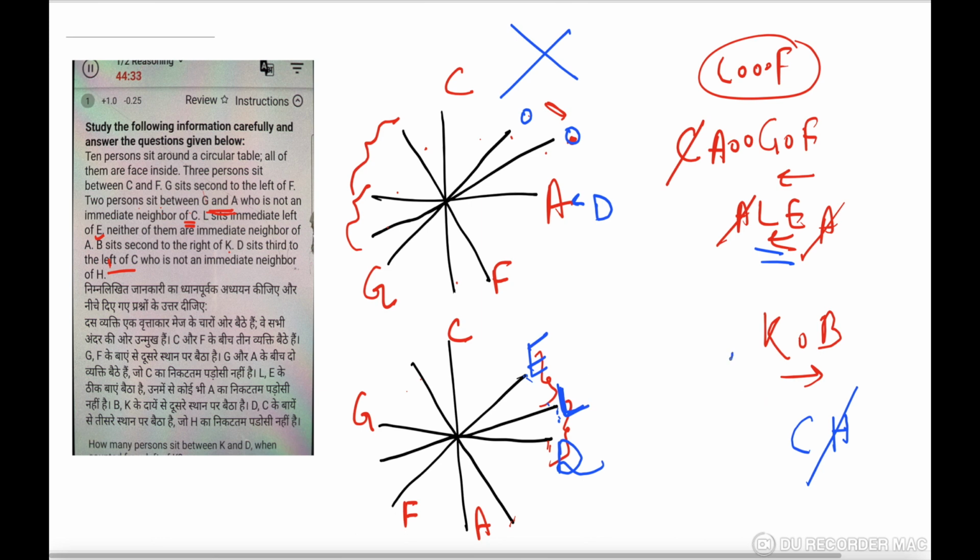Now this condition B and K. So where will we place it? Let's place K over here and B over here. Okay, so now we have 1 place left for H. H is over here, so this question is solved. This is your final arrangement. Okay, this question should not take more than 3 minutes, max to max 3 minutes. So now let's move to the next one.